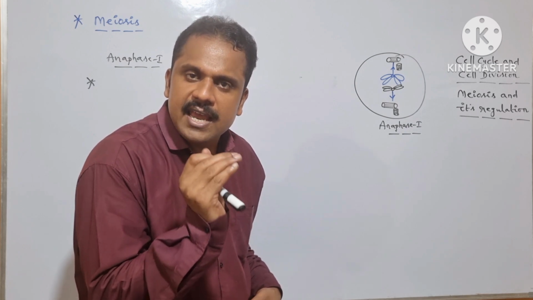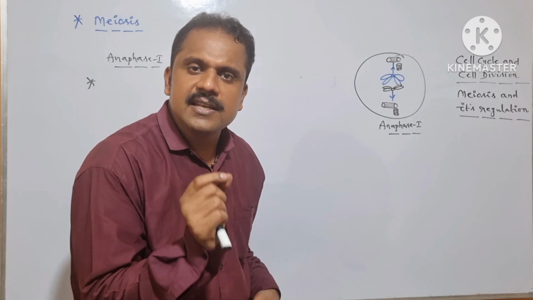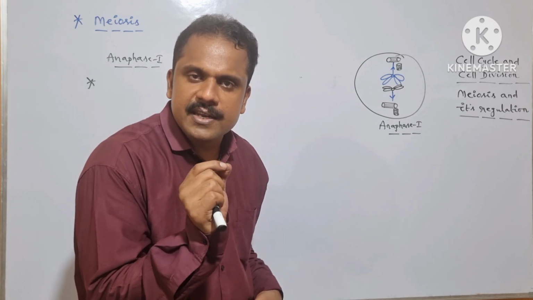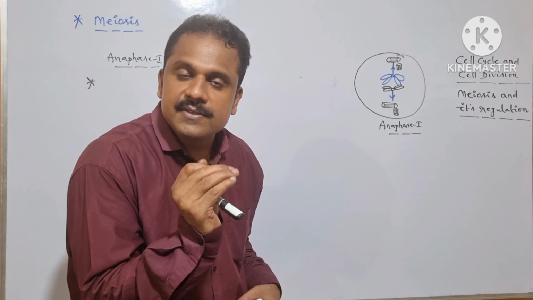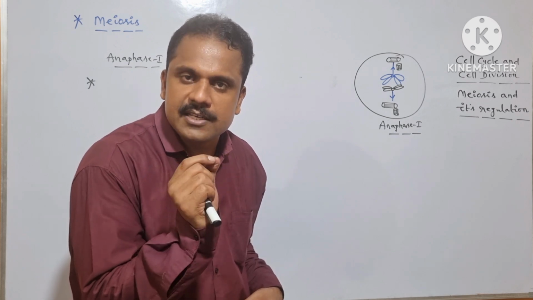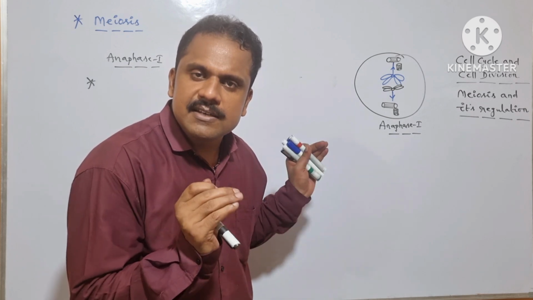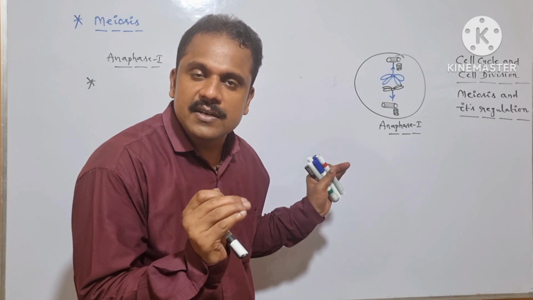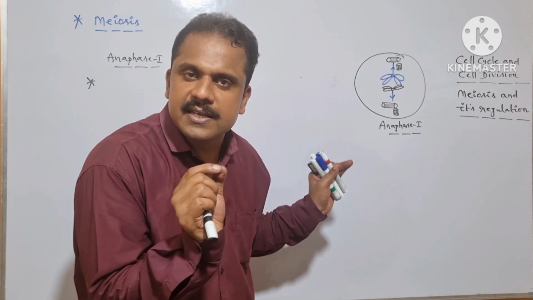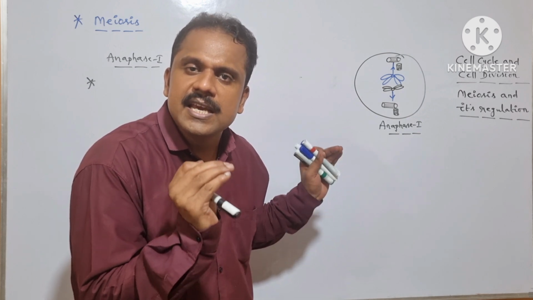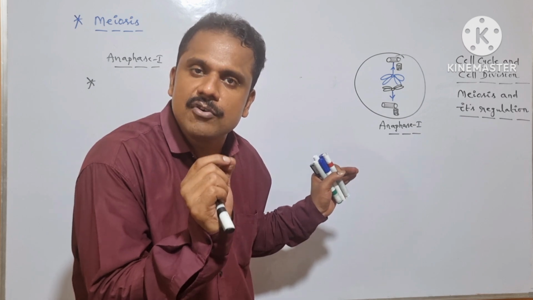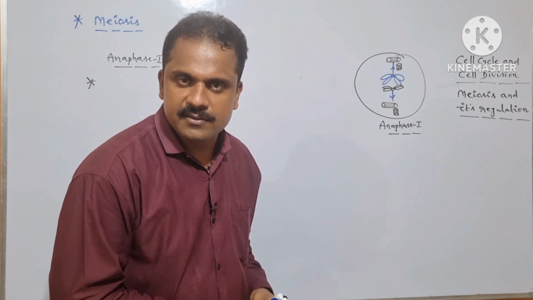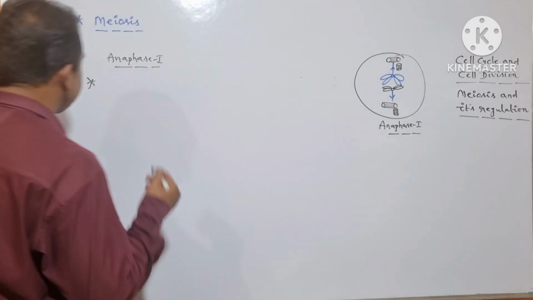In case of the anaphase of the mitotic cell division, separation of the sister chromatid takes place, because in case of the anaphase of the mitotic cell division, splitting of the centromere takes place. But whereas in case of the anaphase 1 of the meiosis 1, the splitting of the centromere does not take place. So the reason why instead of the separation of the sister chromatids, here the segregation of homologous chromosomes takes place. Is it clear? So let me write it here.